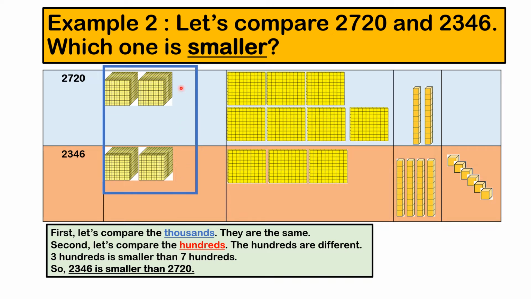Since the thousands are the same, we look at the hundreds. From the hundreds, we can see that at the top, we have 7 hundreds. For the number 2,346, we have 3 hundreds. 3 hundreds is smaller than 7 hundreds here. So 2,346 is smaller than 2,720.